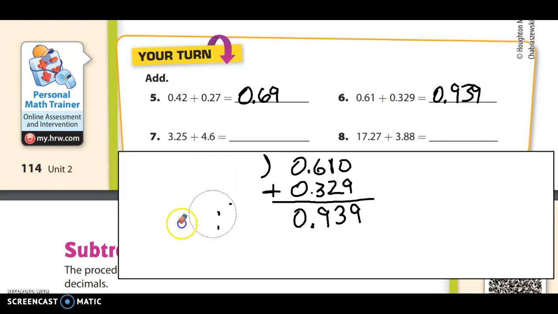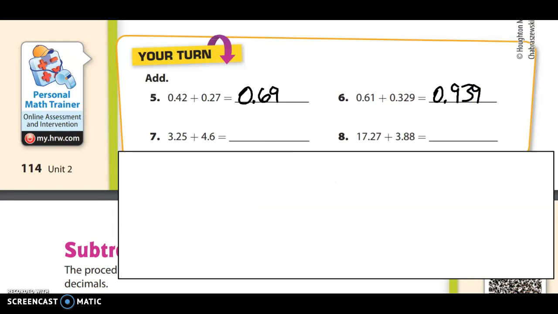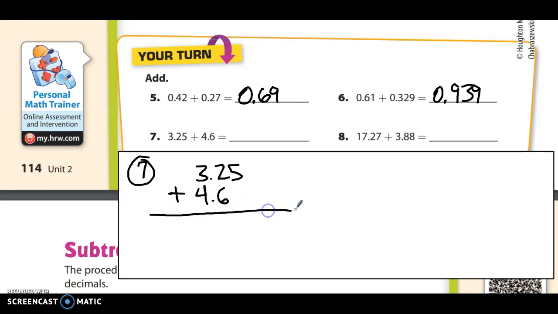All right, let me clear my board here so I have a little bit of space for numbers 7 and 8. Number 7 is 3 and 25 hundredths and 4 and 6 tenths. And this is exactly like the question above, where it says, why is it important to add things with the same place values? Well, if this were money, it'd be $3, and we'd add up $3 and $4. We'd have to add up our dimes, and we have to add up our pennies correctly. So I'm going to annex a 0, and 5 plus 0 is 5. 2 plus 6 is 8. And 4 plus 3 is 7. I get 7 and 85 hundredths.